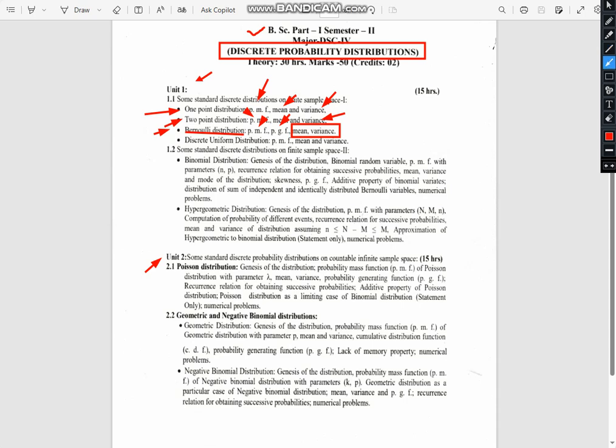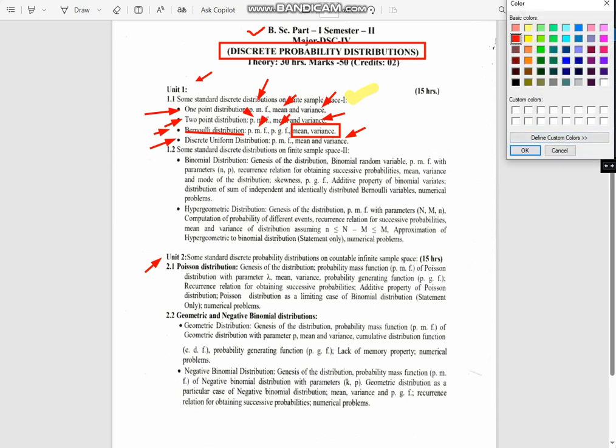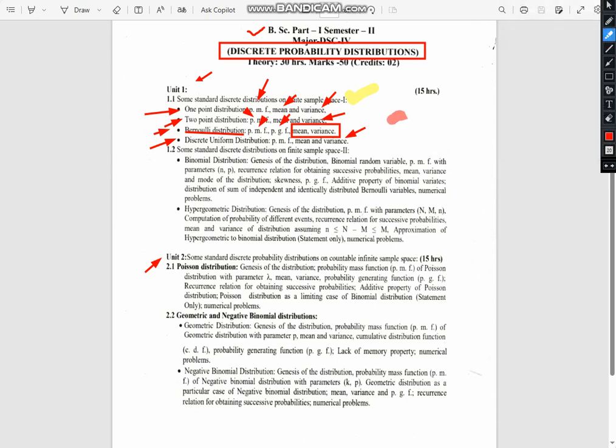The next distribution is the discrete uniform distribution. In the discrete uniform distribution, we find the probability mass function and then the mean and variance of the distribution. So in all, in this subunit, some standard discrete distributions on finite sample space, there are four distributions.